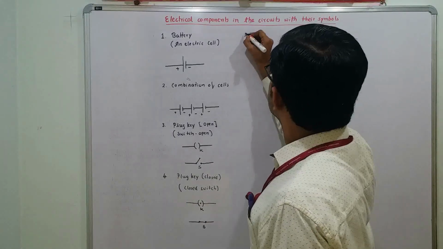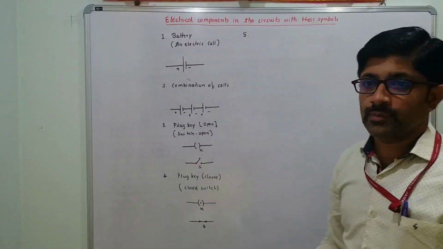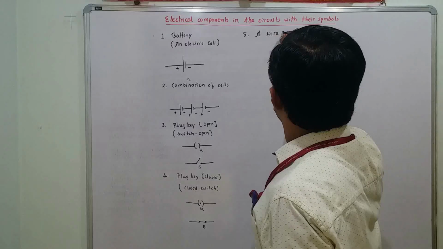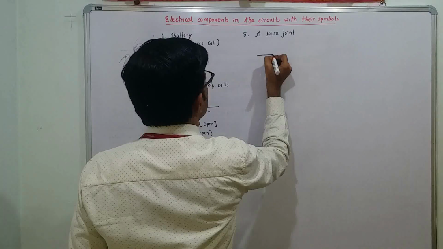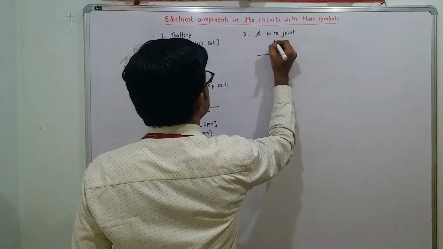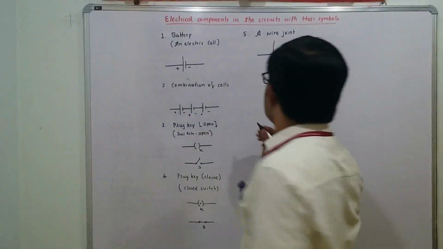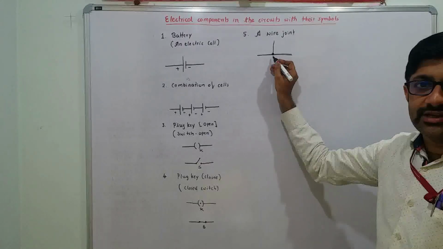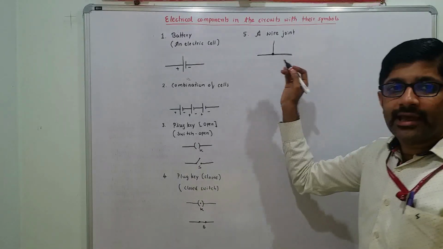Next, a wire joint or joint in a wire. If two wires are connected, that can be shown like this. So wherever the joints are there, that portion is marked like this. This is called a wire joint or a joint in a wire.